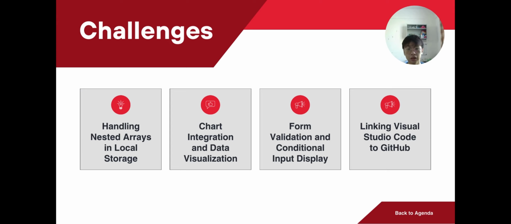And the last challenge is linking Visual Studio Code to GitHub. This involves setting up GitHub for version control, creating and managing repositories, and ensuring seamless synchronization between the local codebase and the remote repository. Because we have never used it before, we needed to spend time on Google search and YouTube to know how to use GitHub.